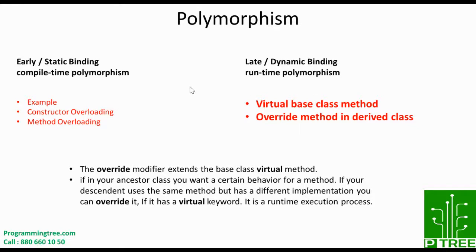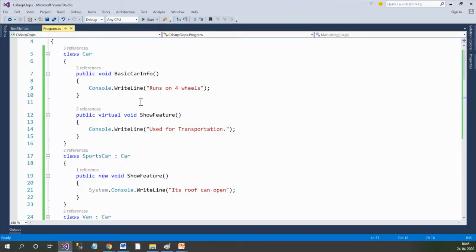Now let's move further with the understanding of late binding. Read this point. If in the ancestor class, that is the base class, you have a certain behavior for the method, and your descendant, meaning the derived class, uses the same method but has a different implementation, you can use override, whereas the base method needs to have the virtual keyword. So let's dig more into this and move towards Visual Studio.